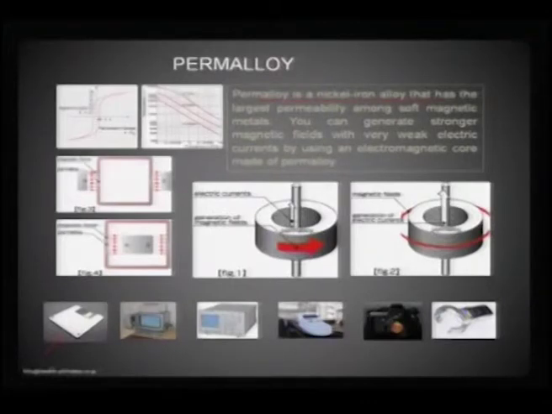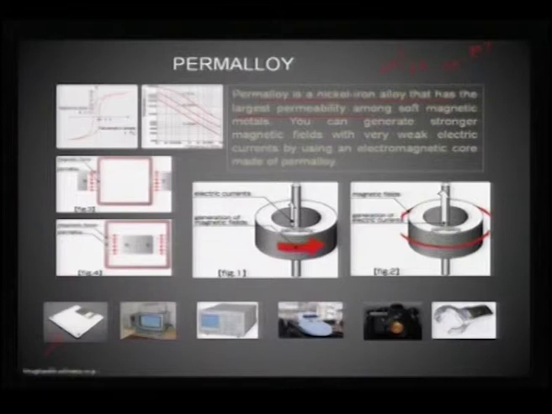And permalloy is nothing but a nickel iron alloy, where 20% iron and 70 to 80% nickel is used. Permalloy is not the other way. Usually we think that iron has to be more, but it is the other way about. 20% iron and up to 80% nickel is there. And what is important about this, it has the largest permeability, as you can see here, and it is a soft magnetic metal. As you can see from this loop, it is a soft magnet with the largest permeability. And what is the advantage? You can generate strong magnetic fields with very weak electric currents by using an electromagnetic core made of permalloy.